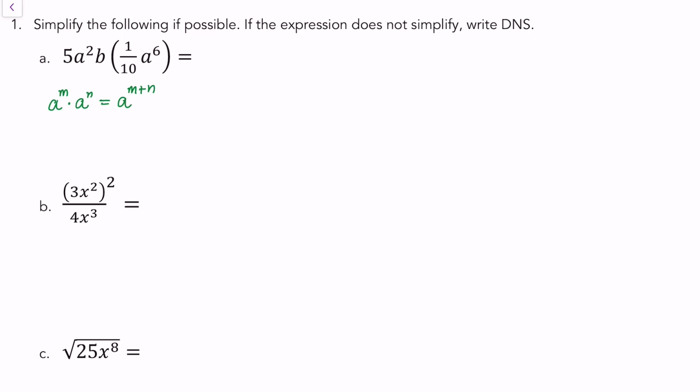So in the first step, I'm just going to group similar terms. In this case, I'm just going to put the numbers with the numbers. So 5 divided by 10, a squared times a to the power of 6, and then our b, which we cannot do anything with, so we're going to have to carry that until the end. Now 5 divided by 10 simplifies as 1/2. And then a squared times a to the power of 6, we use the rule below to get a to the power of 2 plus 6 times b, and that simplifies as 1/2 a to the power of 8 times b. And that is our solution.